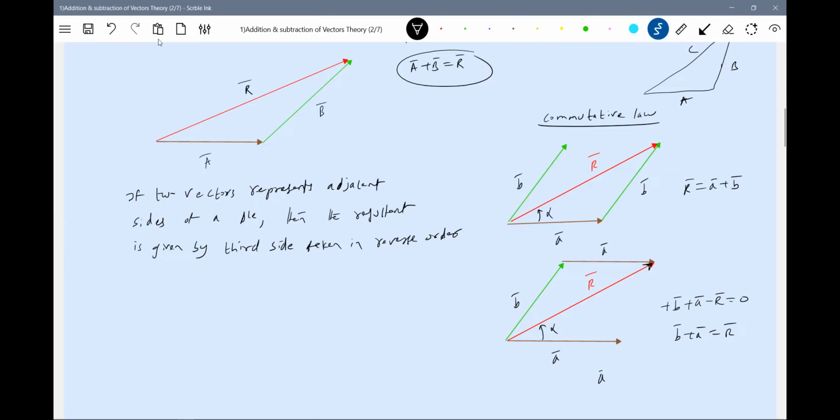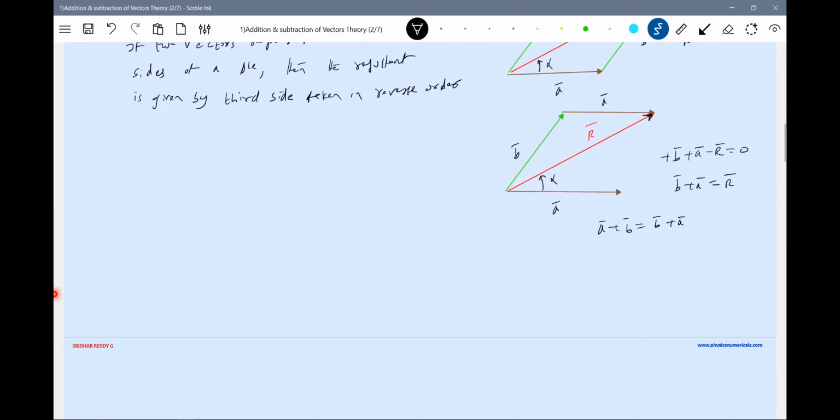So what is the commutative law? a bar plus b bar equal to b bar plus a bar. There is no need to bother whether I add a bar to b bar or b bar to a bar. Do either one, you're going to get the same resultant. Next one, associative law.